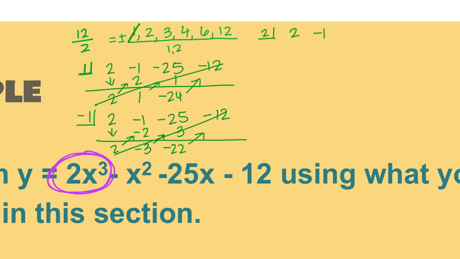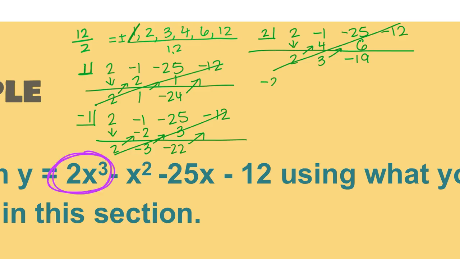2, -1, -25, -12. Synthetic division. Bring my 2 down. 2 times 2 is going to give me a 4. I'm going to end up with a 3. 2 times 3 is going to give me 6. I'm going to get -19. And this one also is not going to work.